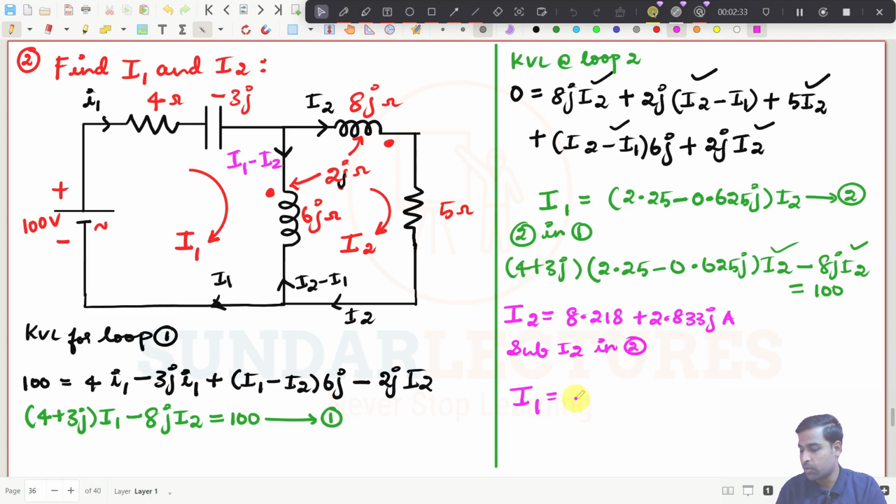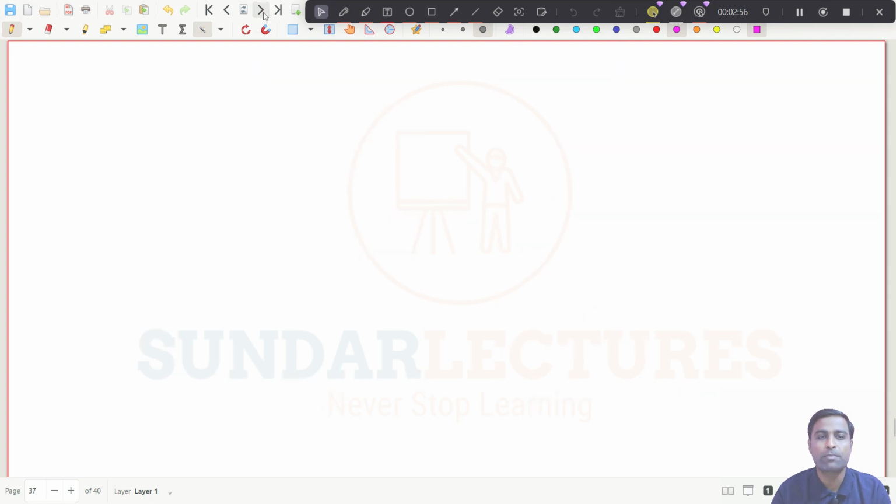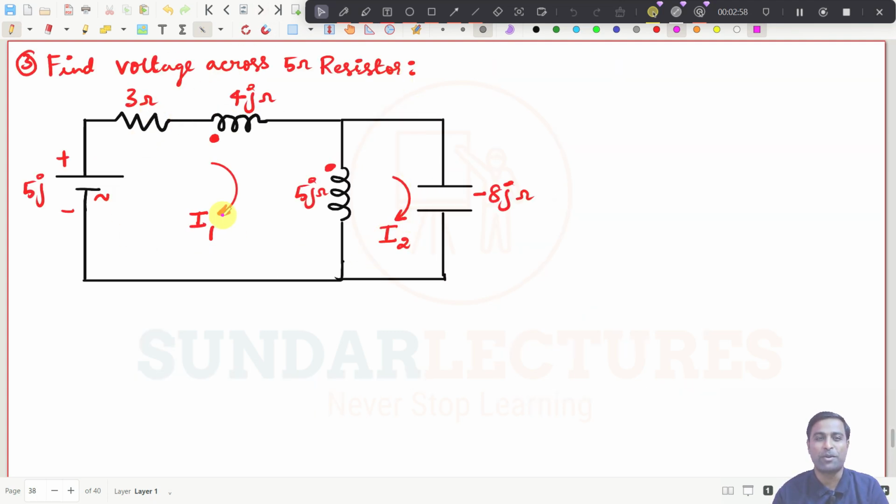I am getting I1 to be 20.26 plus 1.238j amperes. That's all. That is what they have asked you to find, I1 and I2. See, I have told you, right? If you write the KVL expression, then these simplifications are very easy. Algebraic simplifications, right? So we will go to the next problem now, and this is the next problem.